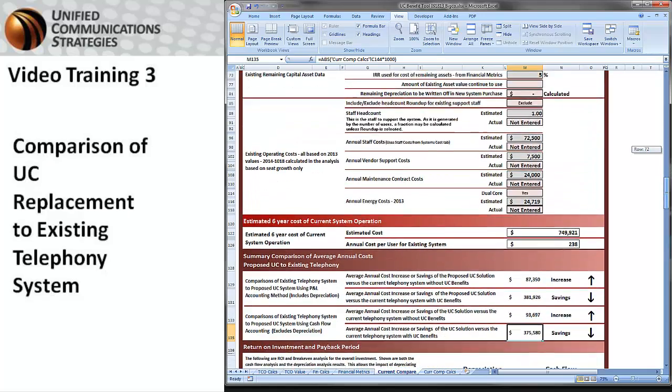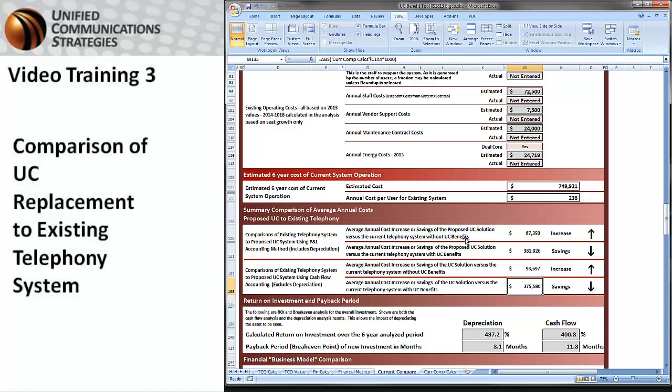Now, this is then used to do an analysis comparing the new installation with and without UC benefits to the existing solution. This is a comparison of average cost. It takes the total cost over the analyzed period, 6 years, somewhere between 5 and 6 years depending upon the time of installation, and calculates the annual costs by dividing that by the number of years and months it was actually used. And so what you see here is either an increase or savings versus the existing system.